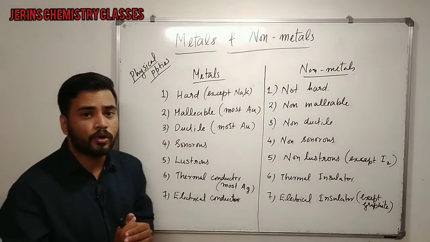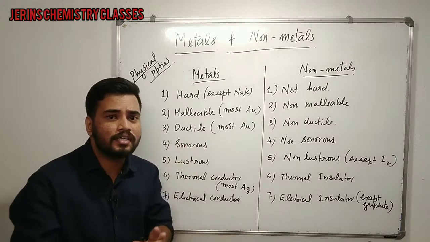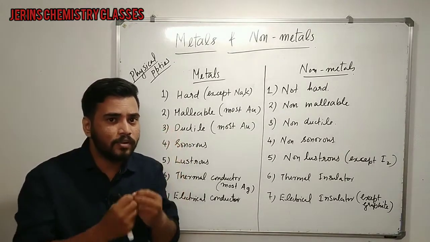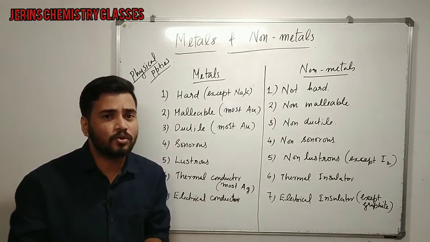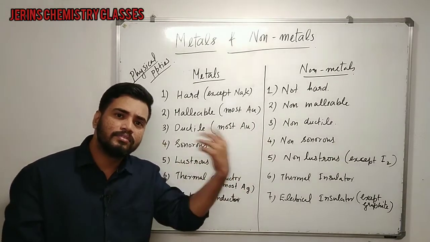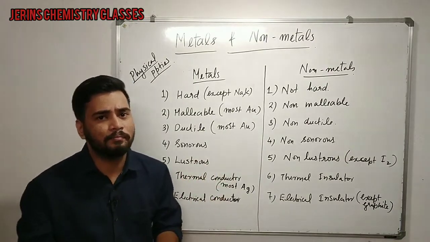Then the fourth property is sonorous nature. If you take a metal and strike on certain things, you can hear a particular sound, a click sound coming from it. That is said to be sonorous nature. So metals are generally sonorous in nature. Non-metals are non-sonorous. They do not make that sound that is made by the metals.